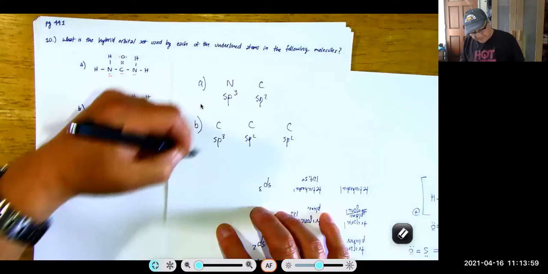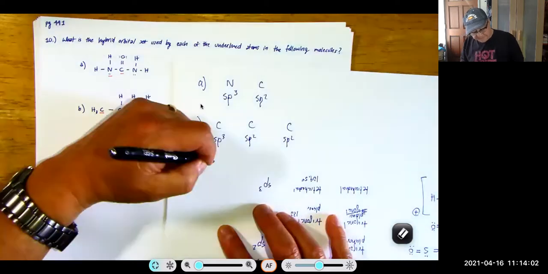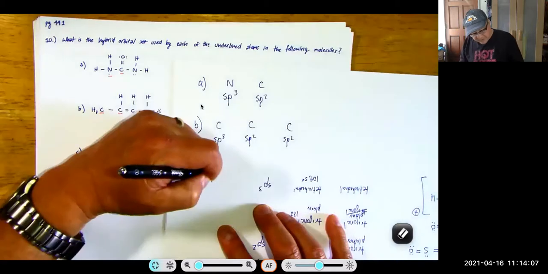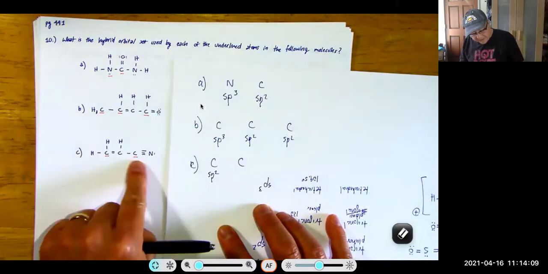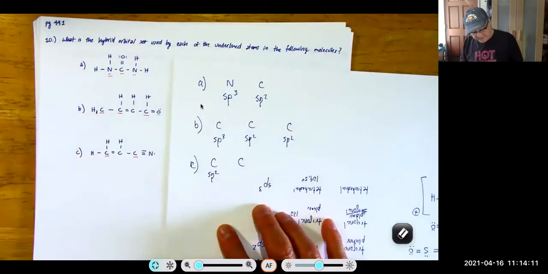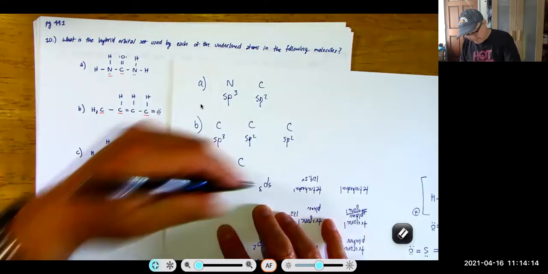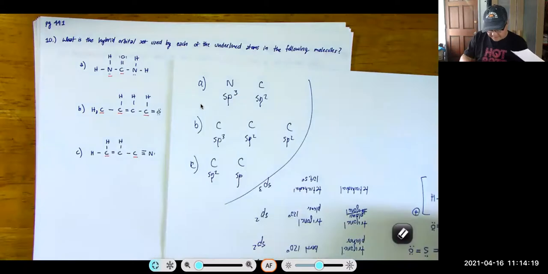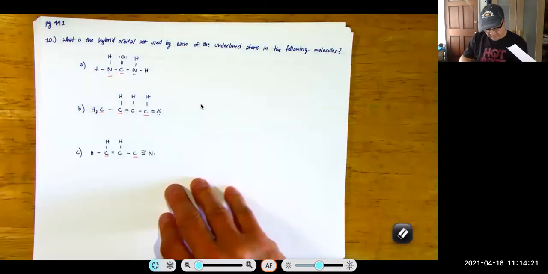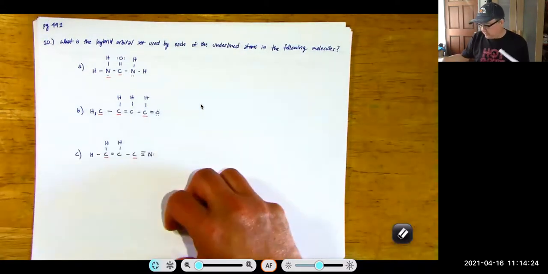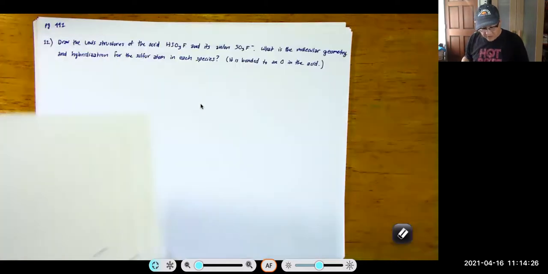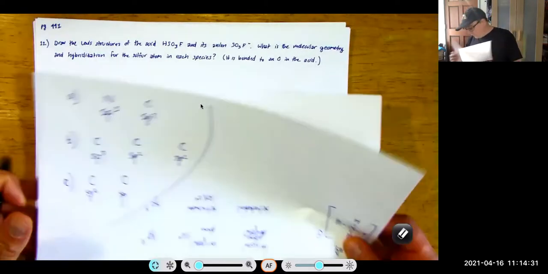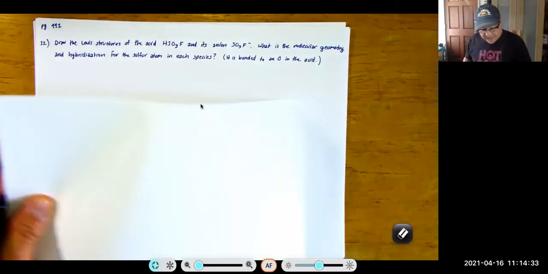For C, the first carbon: sp2. The second one that's been underlined, the third carbon: sp. Okay. So there is a reason why we don't need to spend a whole lot of time on some of the things in this chapter, because once you get going, it's not hard at all.